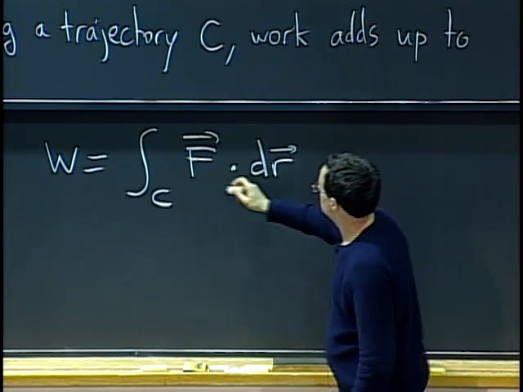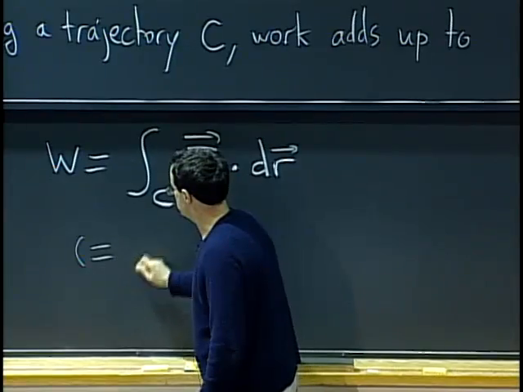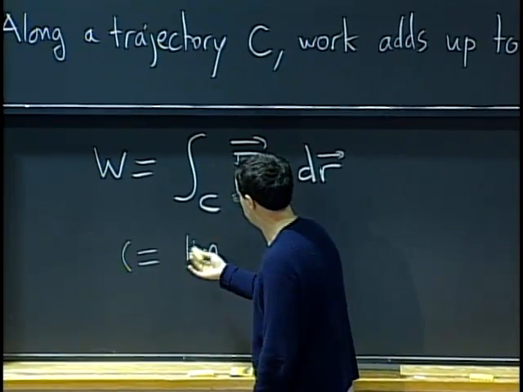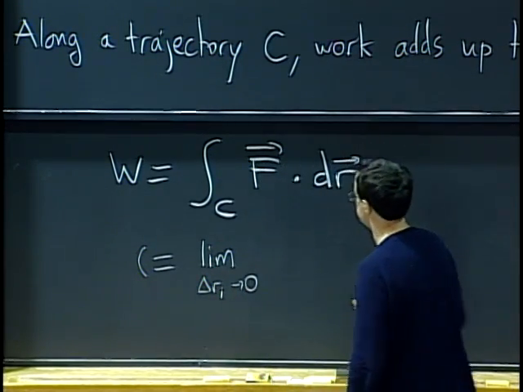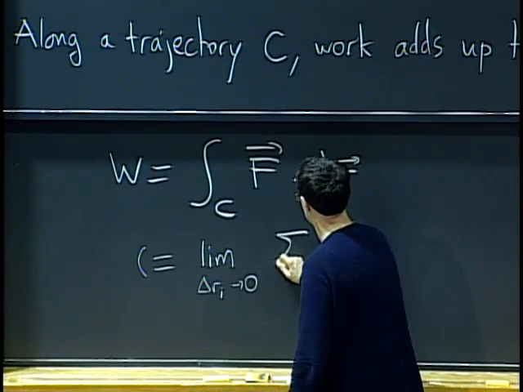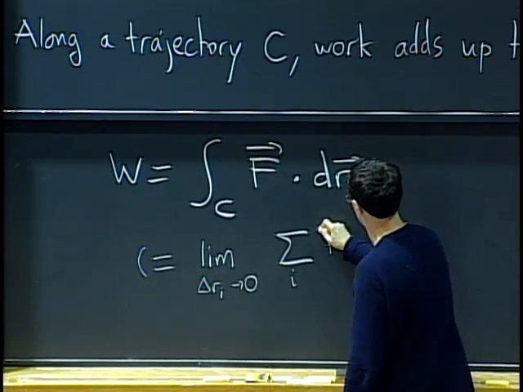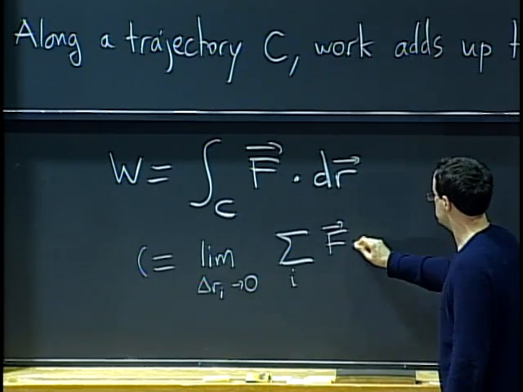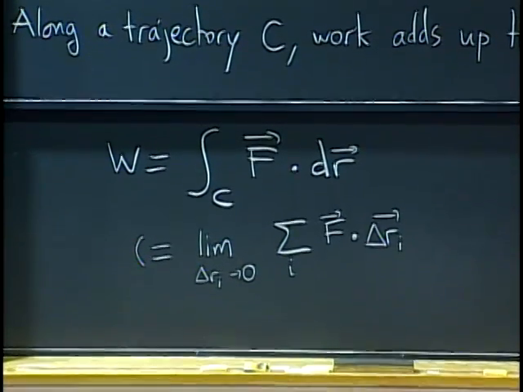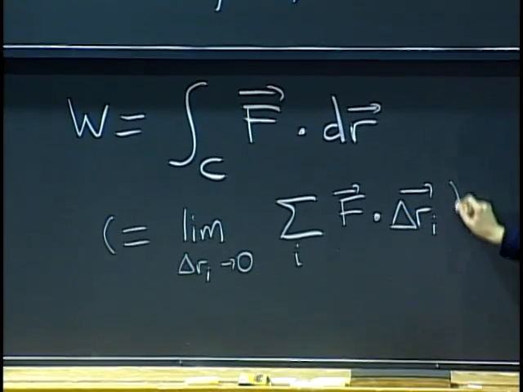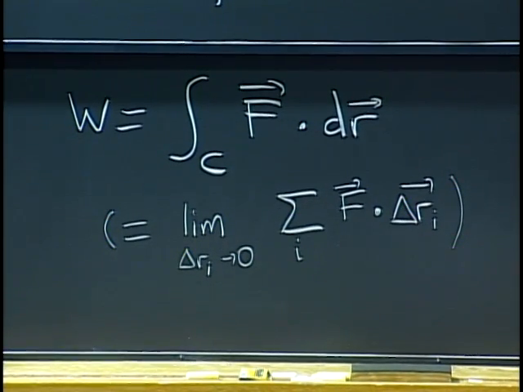One way to decode this is to say it's a limit as we cut into smaller and smaller pieces of the sum, over each piece of the trajectory, of the force at the given point dot product with that small vector along the trajectory. And, well, that's not how we're going to compute it. To compute it, we do things differently. So how can we actually compute it?